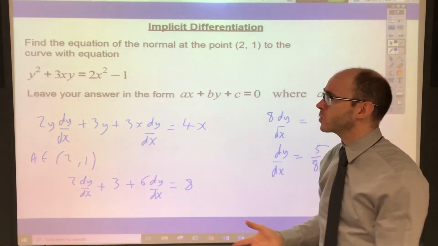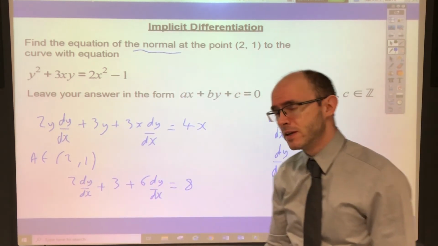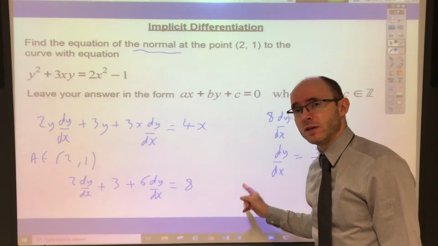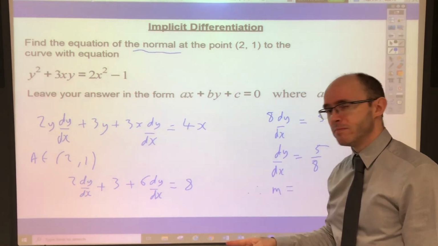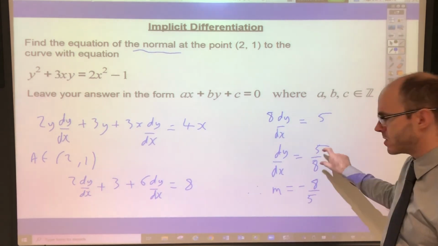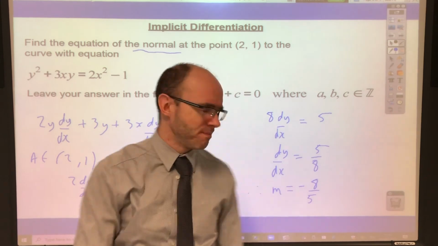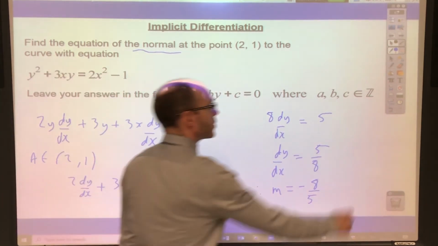And then let's read the rest of the question again. So find the equation of the normal. So I'm going to underline the word normal here. So that would be the gradient for the tangent, wouldn't it? dy/dx. So I'll just write down for the normal, we want m, our gradient, to be negative 8/5. Just take the reciprocal and multiply by negative 1. Okay. And then we're ready to write down the equation of the normal.